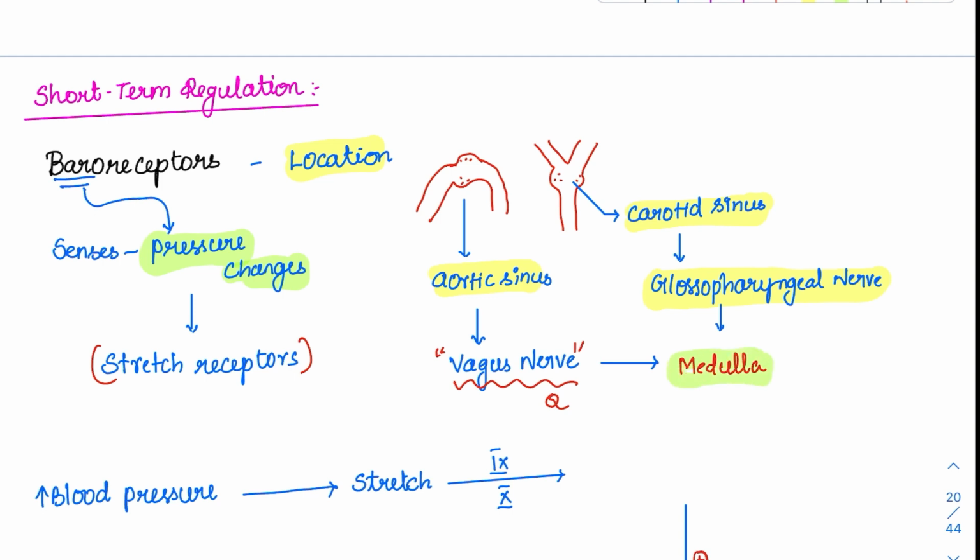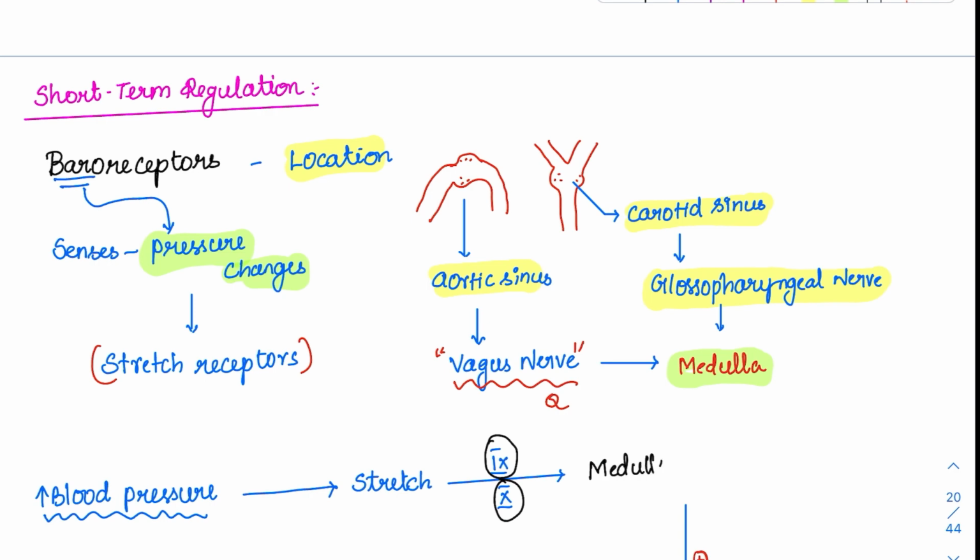So let's see an example. What happens whenever there is a rise in BP? There will be a stretch in the vessels. So the baroreceptor will get activated and the signal will be carried through the glossopharyngeal and vagus, that is the 9th and 10th cranial nerves. And finally, they will reach the medulla.